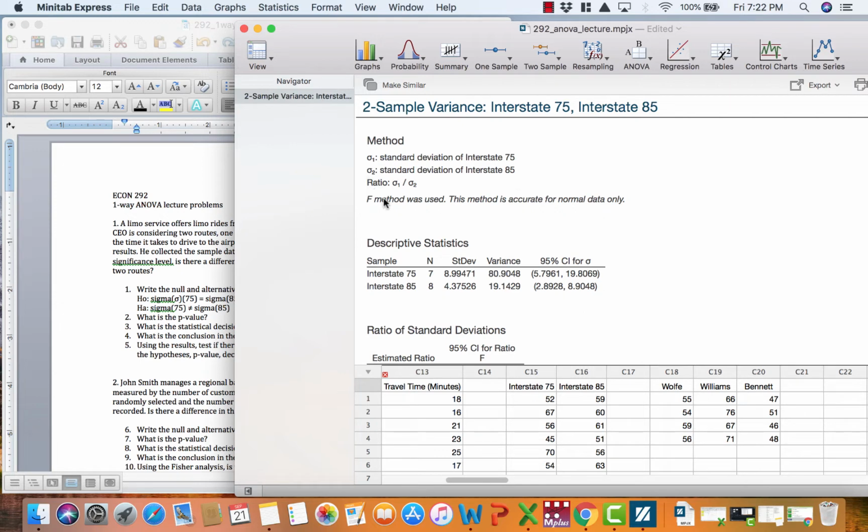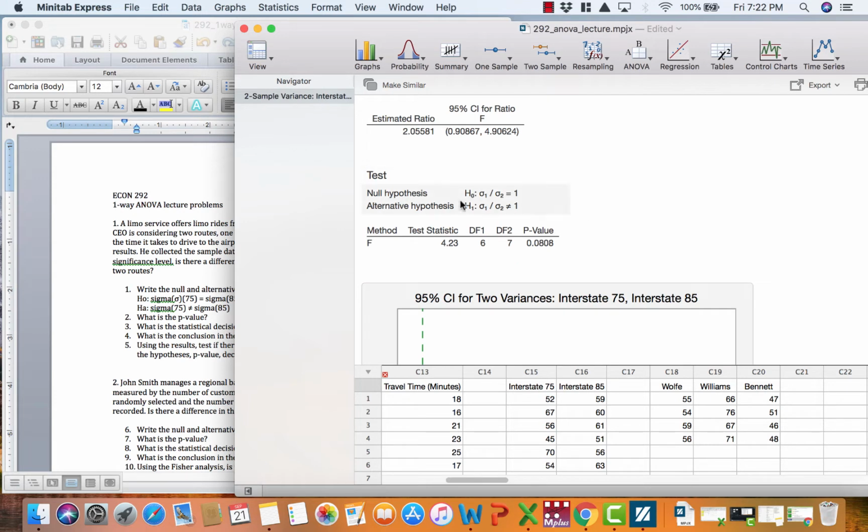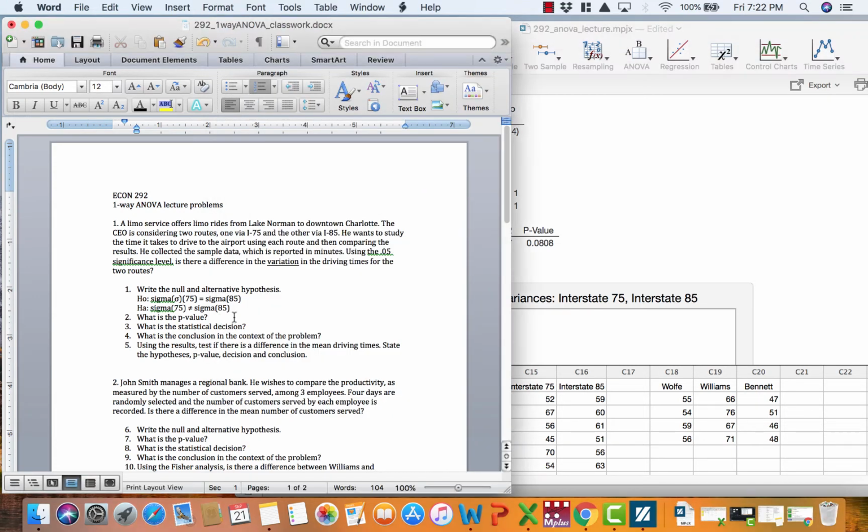All right, so it tells us up here that the F method was used, and we can scroll down to our test. This is synonymous to what we have written in number 1 for our hypothesis test. And our p-value is 0.0808. All right, what is the statistical decision? Since 0.0808 is greater than 0.05, we fail to reject the null.